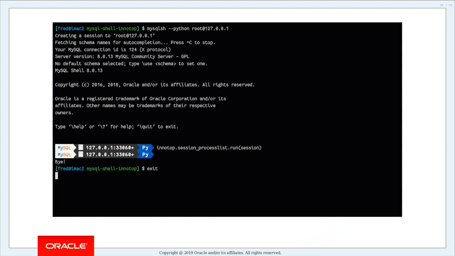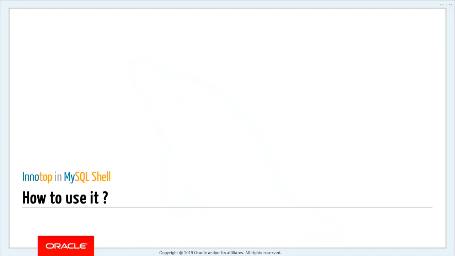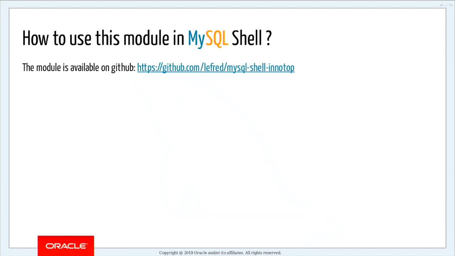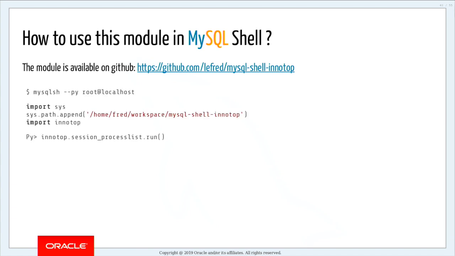At least as a DBA, I really like the possibility to do that. So how to use this? The model is also in GitHub. Everything is on GitHub. It's cool. GitHub is cool. And this is how you run it.